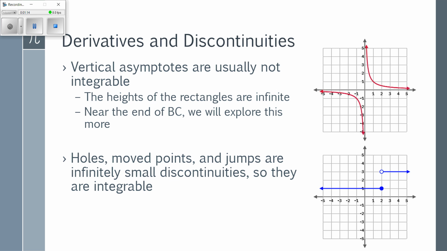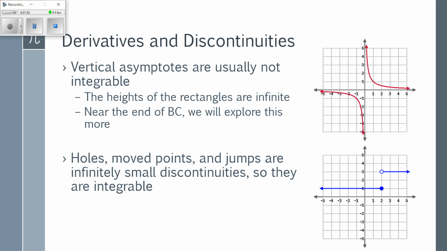And this is where it gets a bit confusing. At the AB level, you would just say, oh, vertical asymptote, we're not going to have any possibility of evaluating this definite integral. It doesn't exist. But at the BC level, we have to actually study this because sometimes we can evaluate a definite integral with a vertical asymptote within it. Sometimes we can't. That's actually its own kind of mini unit that we have to study near the end of the course in BC. But holes, removable points, jumps, they're so tiny, it's not a problem.